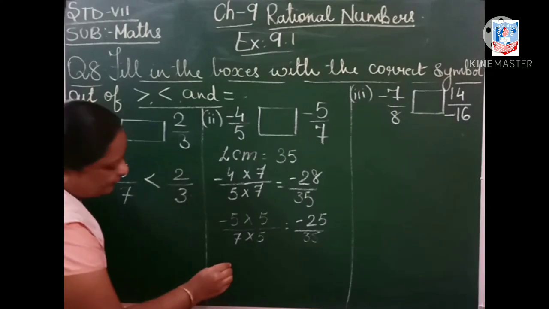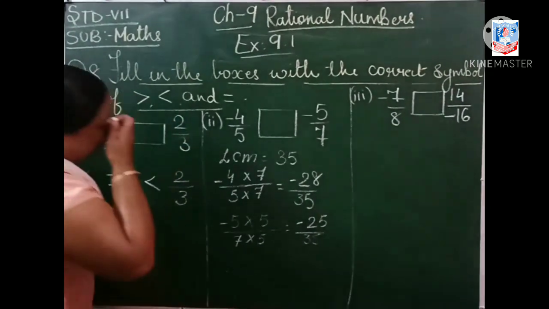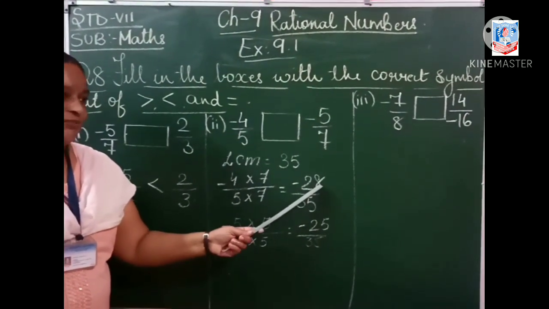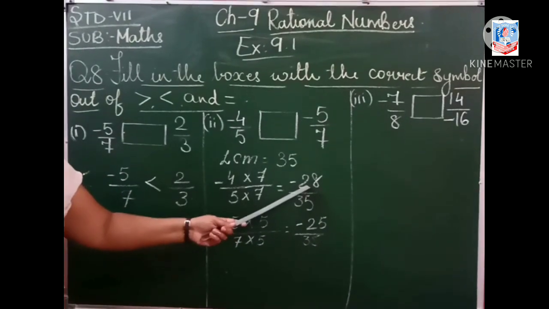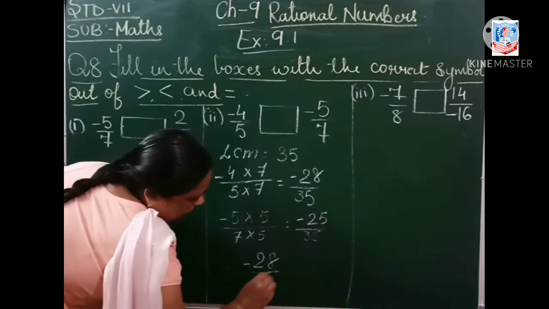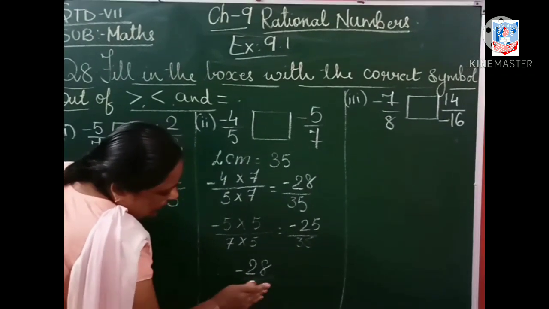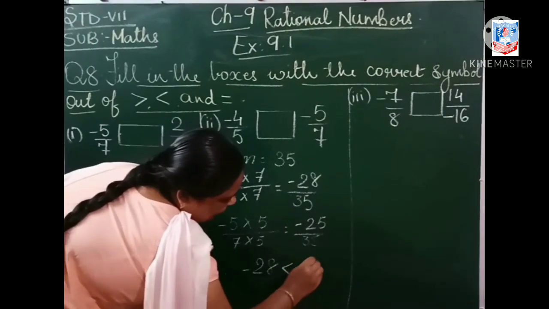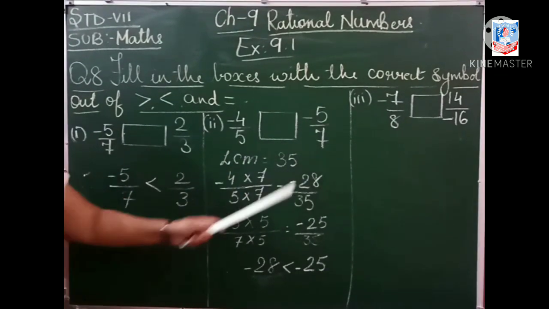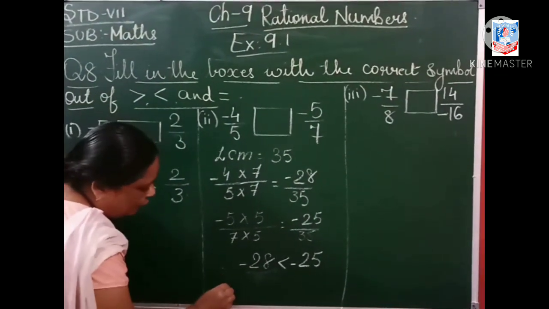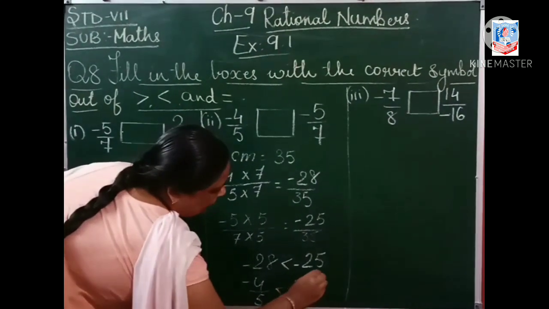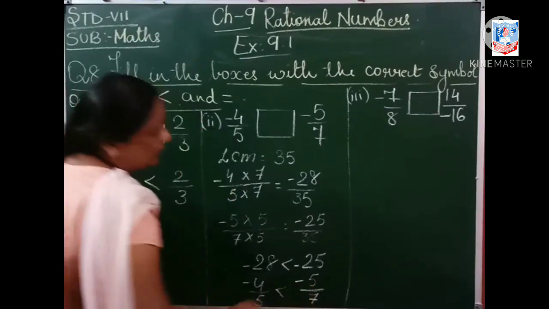Which one is greater here? Now in negative numbers, the smaller number is greater than the greatest number. So minus 28, see, minus 28 is less than minus 25. So which one is greater? Minus 5 by 7 is greater. Therefore, minus 4 by 5 is less than minus 5 by 7.